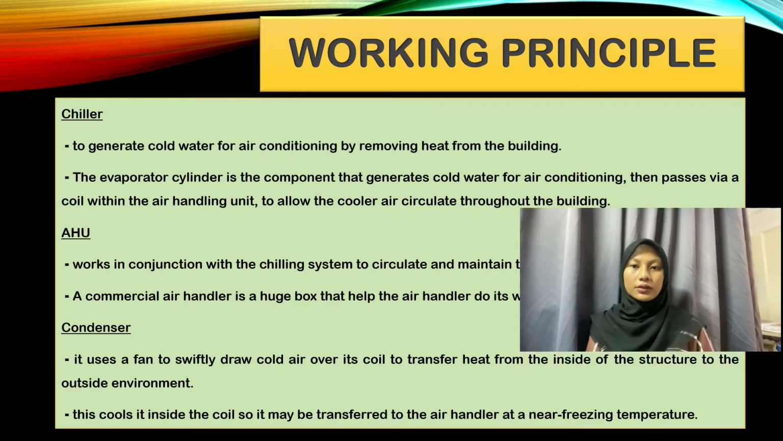The condenser is usually outside because it uses a fan to swiftly throw cool air over its core to transfer heat from the inside of the structure to the outside environment. After the gas has been compressed, this cools it inside the coil, so it may be transferred to the air handler at a near freezing temperature. The compressor is located at the bottom of the condenser unit, and the fan is located at the top, all of which are enclosed by the coil and exit through two copper pipes that lead either up the side of the building or underground to the air handler.